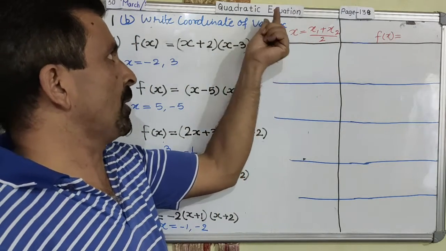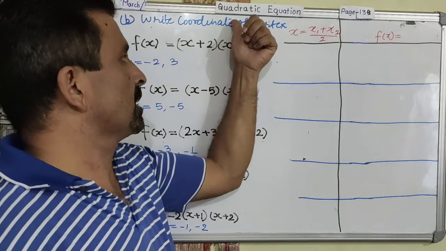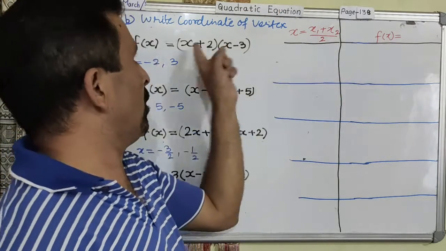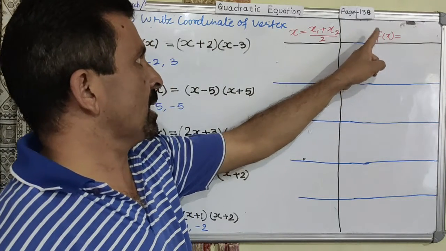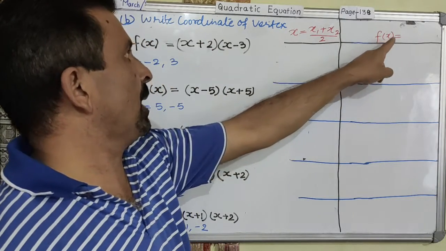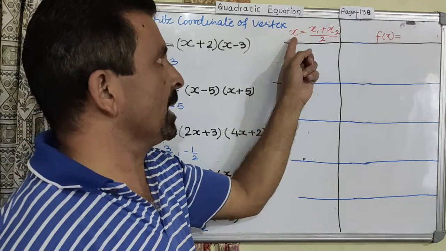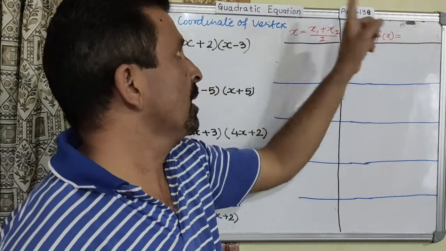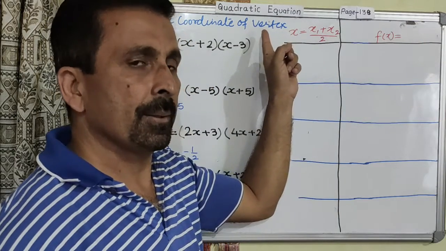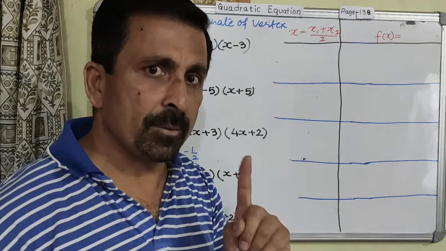So the x value of the vertex can be calculated by using this formula, and the y value of this vertex can be calculated by using the original formula. That is why I am writing this as f(x), right? In the original equation, we will put the value of x which we calculated from here, and that will give you the y coordinate of your vertex. Is it okay? Shall I repeat once again?